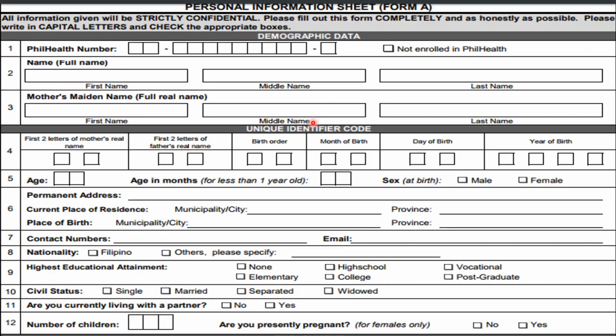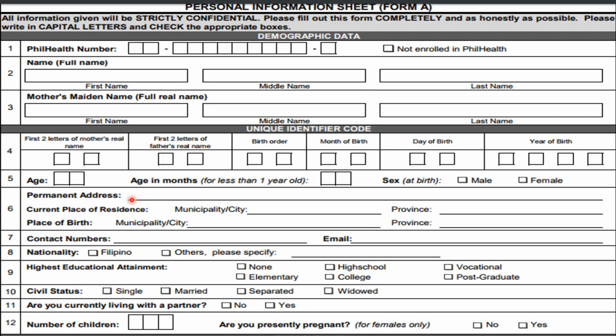Okay, these are the questions. Number one is the PhilHealth number, if you know. And then your full name, okay? Mother's maiden full name, a full real name. Question one is just the first two letters of the mother's real name, okay? And the first two letters of the father's real name for coding. Unique identifier code: your birth order, which child you are among your siblings, birth month, birthday, and birth year. That will be your unique identification code. The age in months, and your sex at birth.